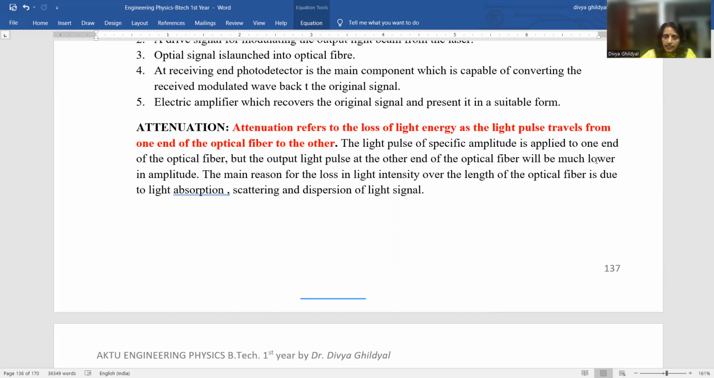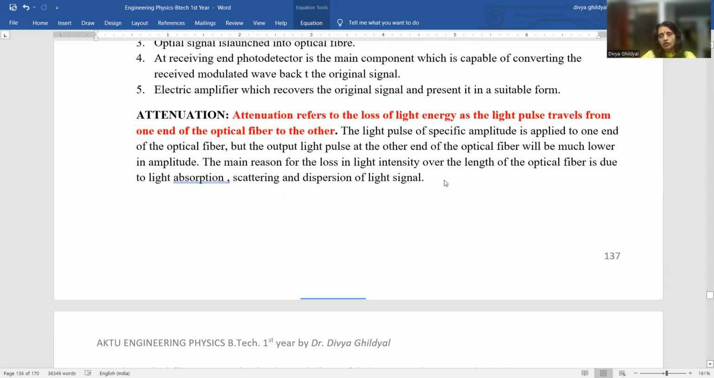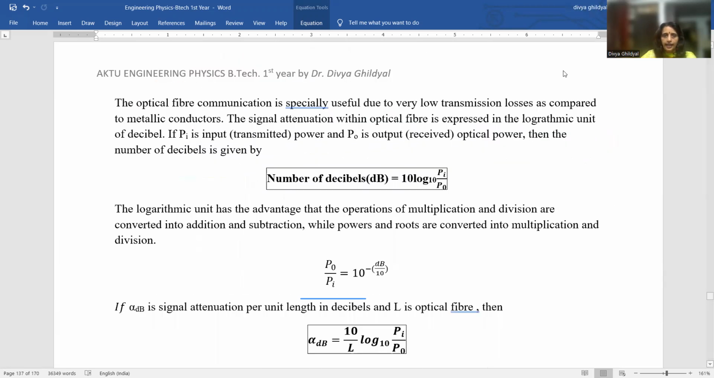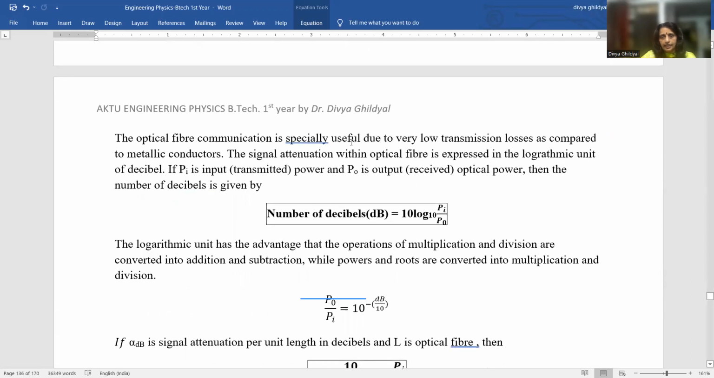So if I am putting an input of 98%, my output is going to be less, say 90%. Rest of this 8% has got lost either as getting absorbed, scattered or dispersed. This is a signal loss of an optical fiber, and optical fiber is designed especially useful for low transmission losses as compared to metallic conductors.